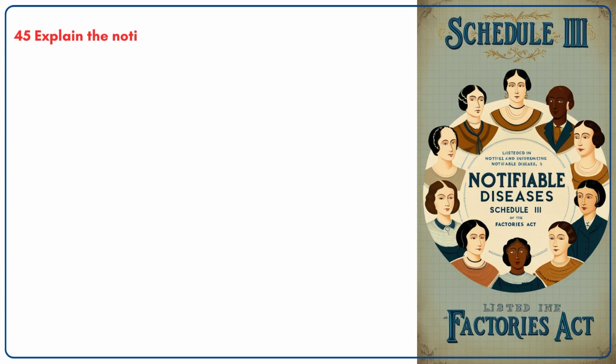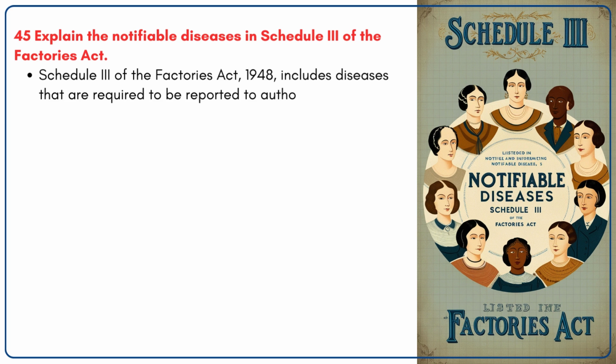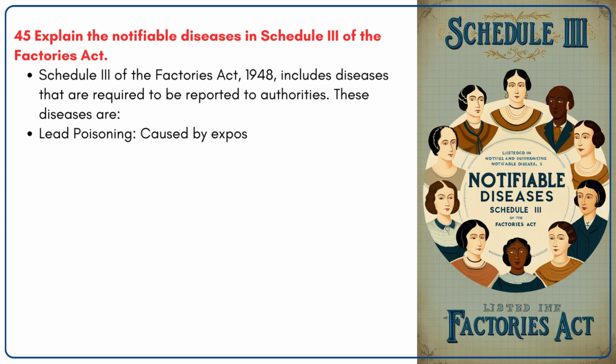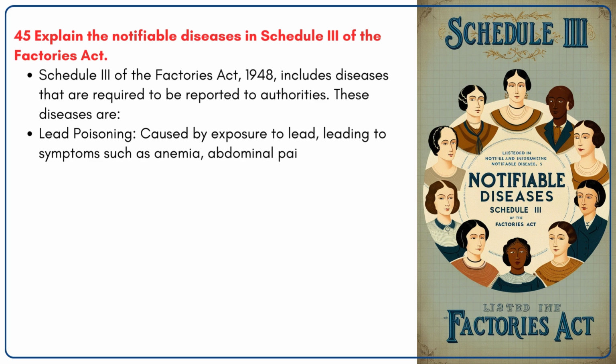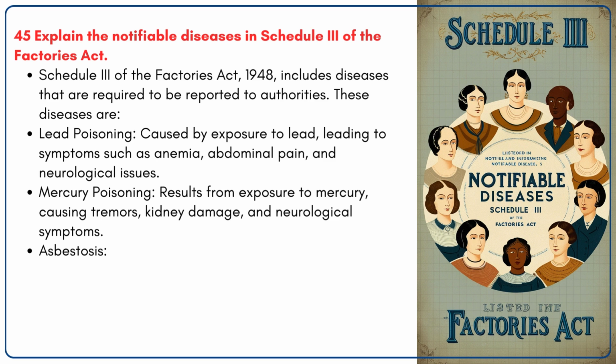45. Explain the notifiable diseases in Schedule 3 of the Factories Act. Schedule 3 of the Factories Act, 1948, includes diseases that are required to be reported to authorities. These diseases are lead poisoning caused by exposure to lead, leading to symptoms such as anemia, abdominal pain, and neurological issues. Mercury poisoning results from exposure to mercury, causing tremors, kidney damage, and neurological symptoms.